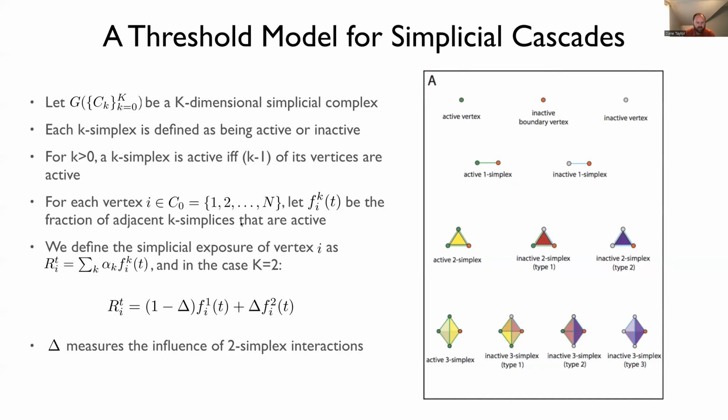So I think I'll just skip the model, but I will just point out what we do is we define vertices to be active or inactive, edges are active or inactive, two simplices are active or inactive, and then we define a simplicial exposure, which accounts for each vertex, the neighboring vertices, the neighboring edges, the neighboring one simplices, the neighboring k simplices, what fraction of those are active. And then we have this effective exposure that accounts for all of the simplices of different dimensions.